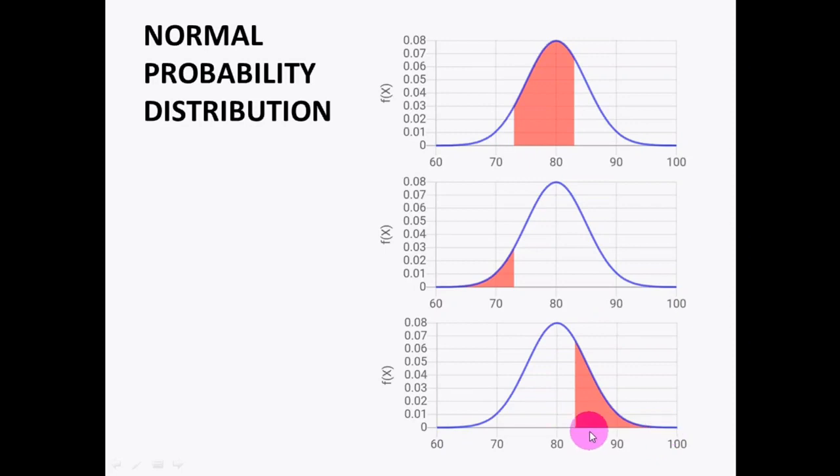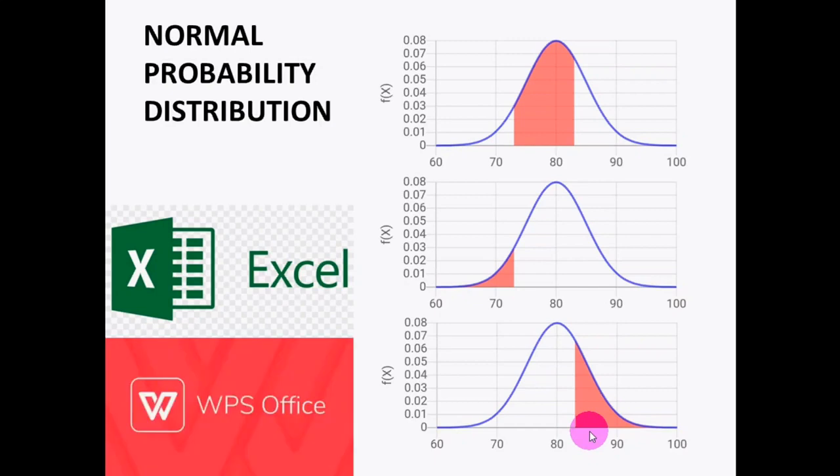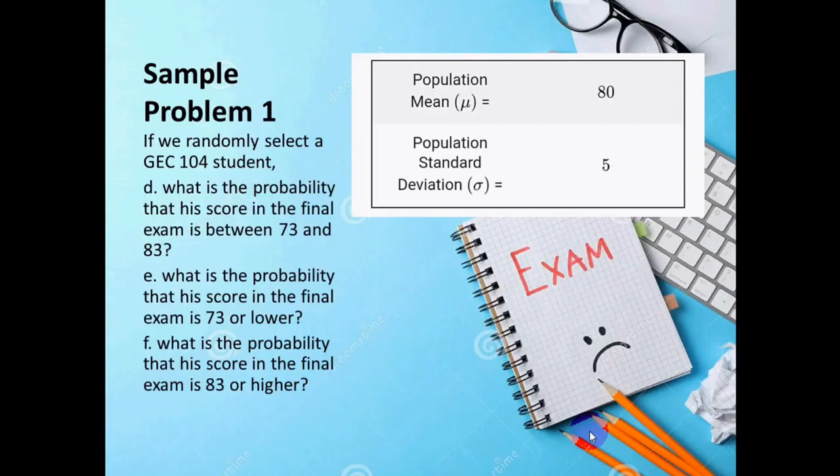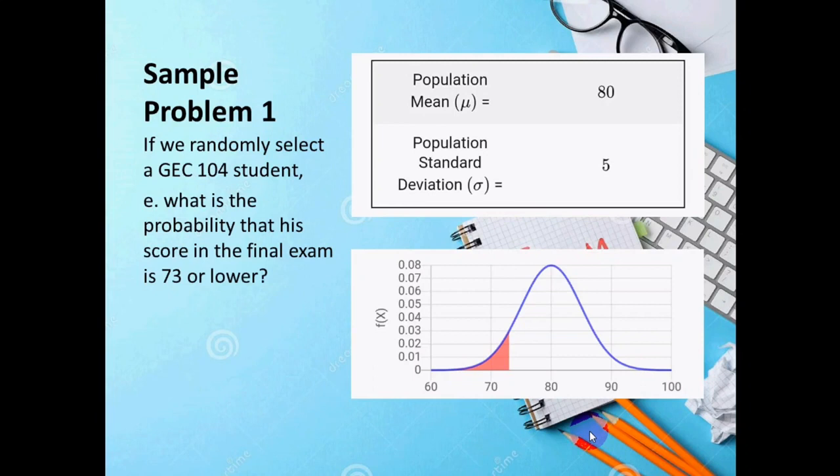We are going to use Microsoft Excel to compute these probabilities, or you may use your phones by using this application, WPS Office, if you don't have Excel in your phones. Let's start with the probability that his score in the final exam is 73 or lower. So we have this graph. We are concerned about the probability that his score in the final exam is 73 or lower. So the probability is actually equal to this shaded area here. So this is what we are going to compute in Microsoft Excel.